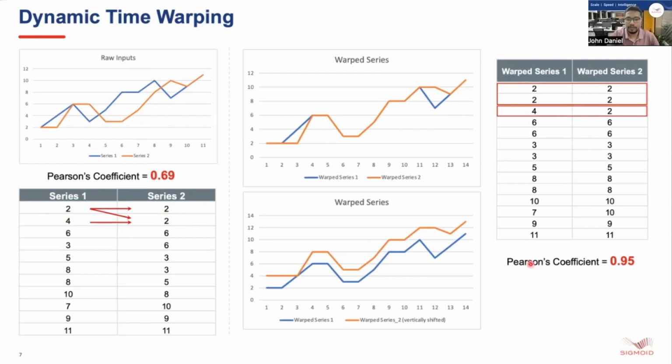So after doing the dynamic time warping, we can see that the trend is matching well and we get a coefficient of 0.95. In the below graph, we have vertically shifted one of the series to see the trend match.